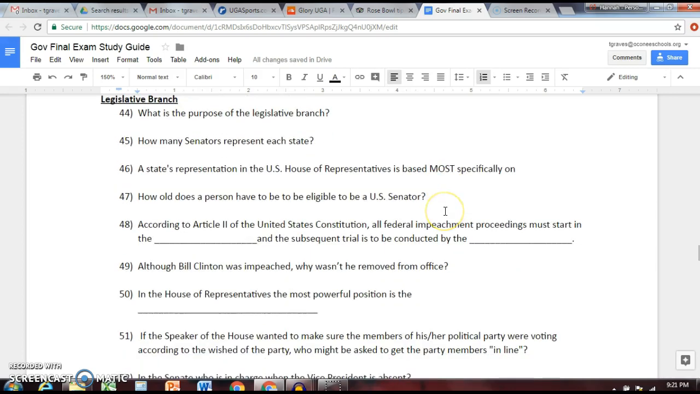Number 48, according to Article 2 of the U.S. Constitution, all federal impeachment proceedings must start in the House of Representatives. They're the ones who actually impeach the president or any official. And remember, guys, impeachment does not mean you're officially removed. It just means you're being charged with a crime while you were in office.